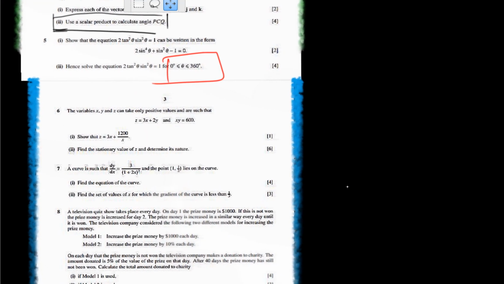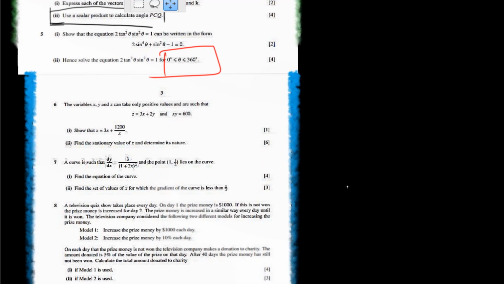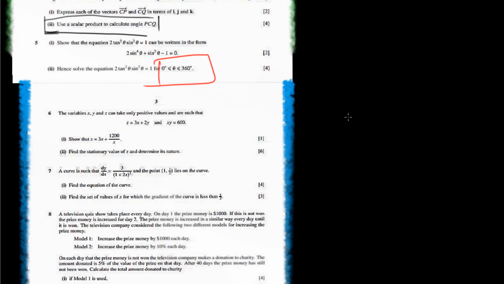Question number 6. The variables x, y, and z can take any positive values and are such that z is equal to 3x plus 2y and xy is equal to 600. Show that z is equal to 3x plus 1200 by x. So you have two equations: z is equal to 3x plus 2y, and the other equation is xy is equal to 600. And they want us to convert into z is equal to 3x plus 1200 by x.